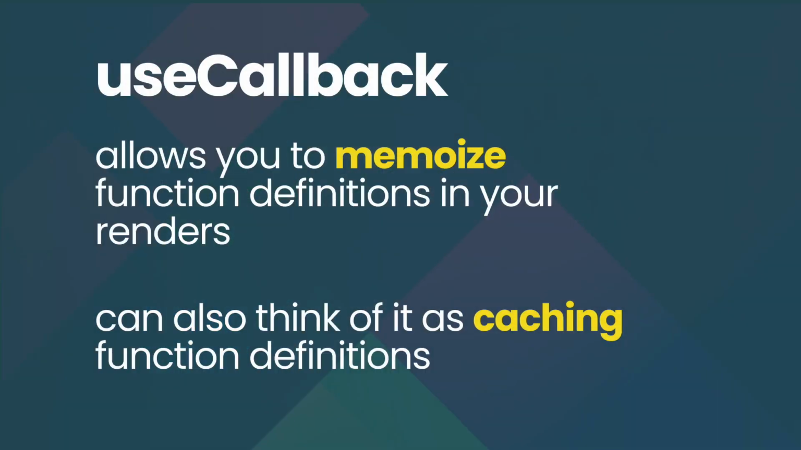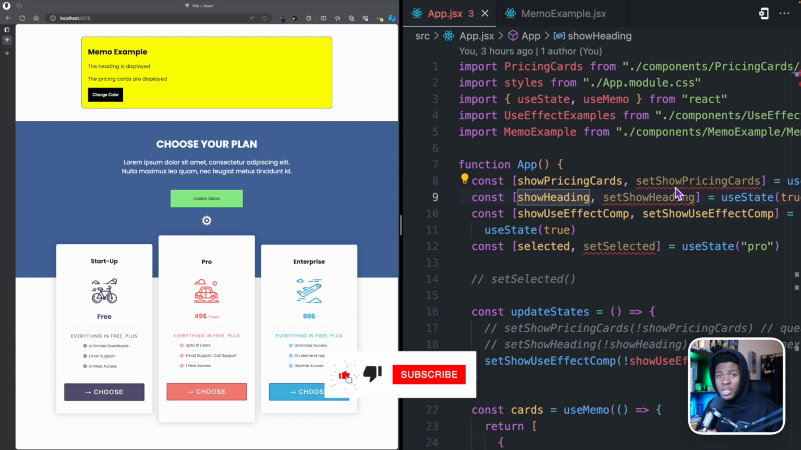So firstly, what is the useCallback hook? Well, this hook allows you to memoize function definitions between your re-renders. Just like we saw the useMemo hook, which allows us to memoize or cache computed values so that they are not always recomputed, the useCallback hook is used for memoizing or caching function definitions. If you haven't seen the lesson on the useMemo hook yet, you definitely should. I'll leave a link in the video description.